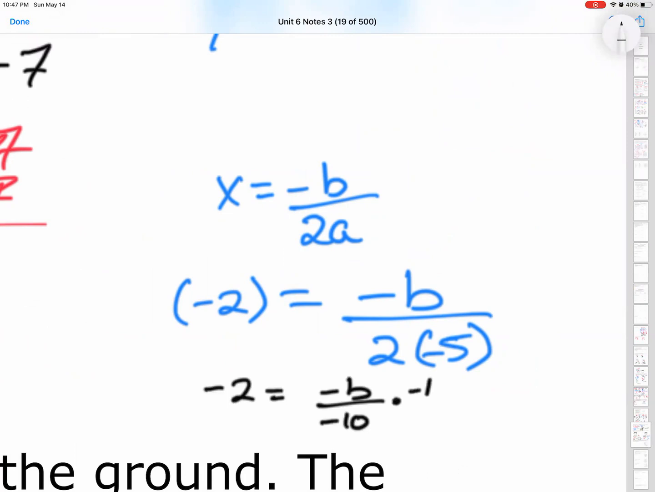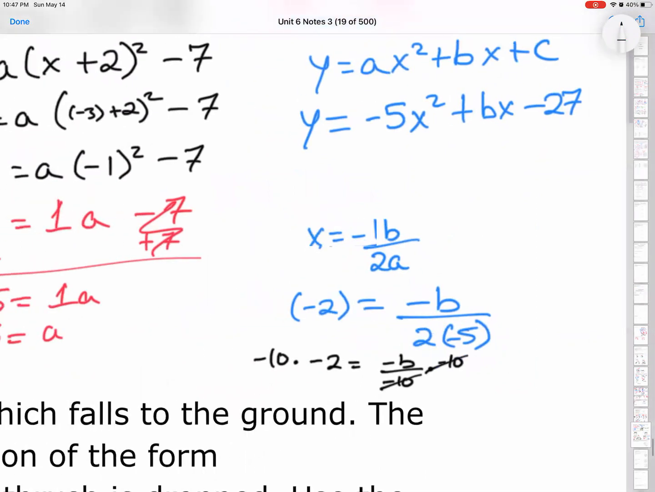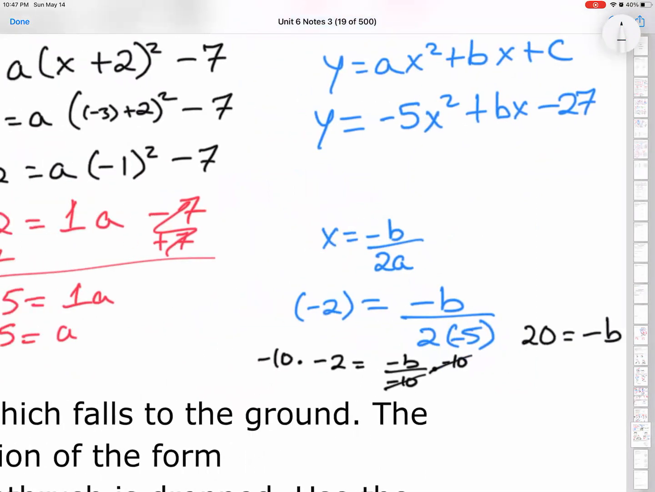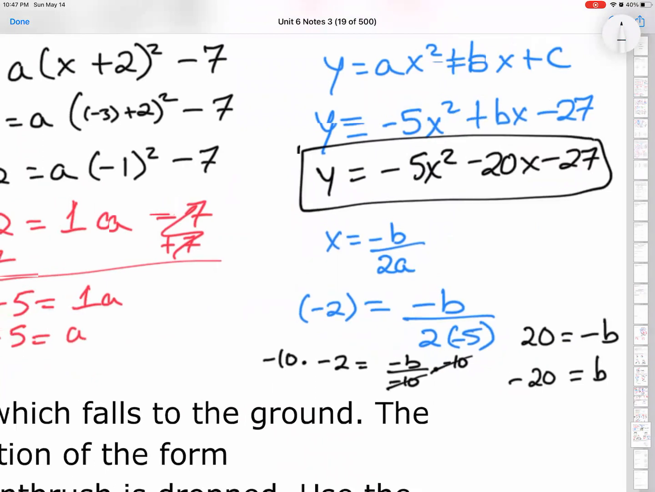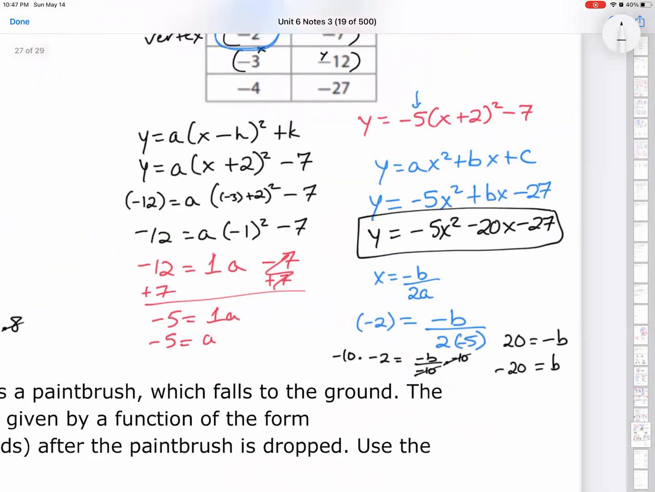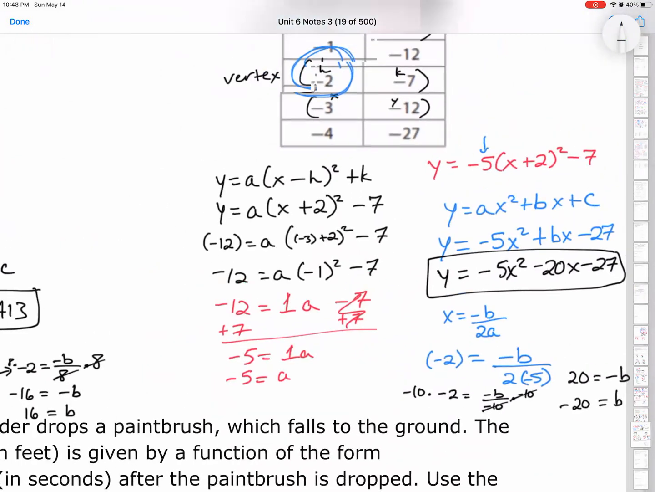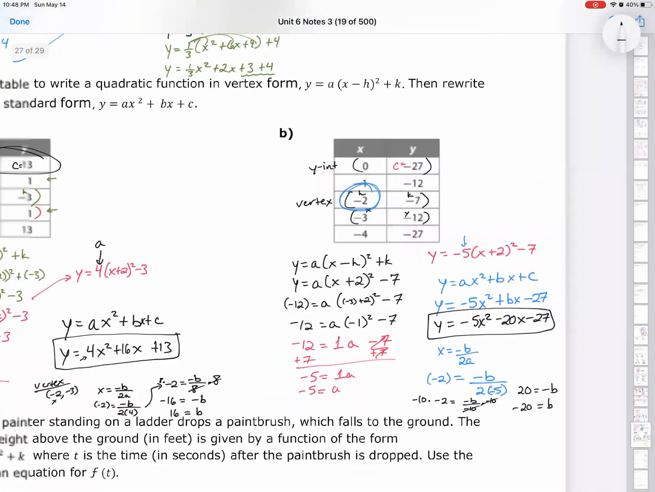Multiply both sides by -10. We end up with -b equals 20. So then b just comes out to be -20. And boom, now we just fill that in. So y equals -5x squared minus 20x minus 27. So that is what you should have gotten as well. Go ahead, feel free to pause the video if you have any questions at all on example 7b.